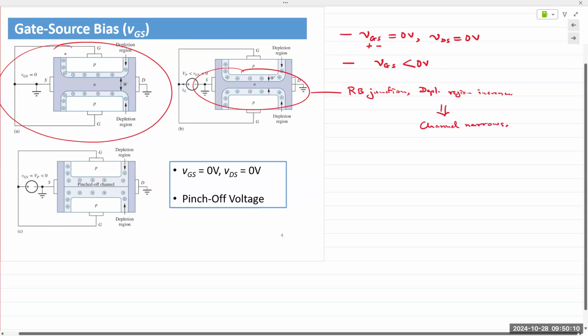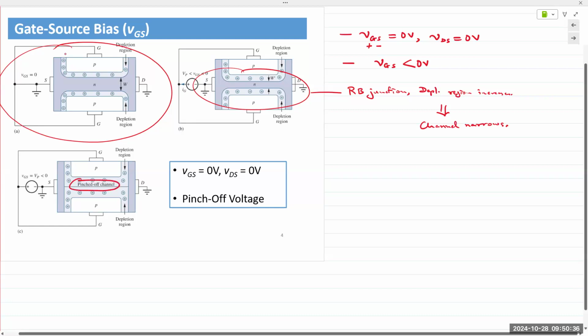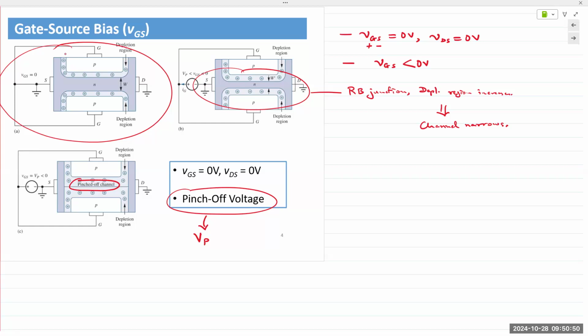If you crank down VGS, meaning you increase the reverse bias voltage between the gate and the source, the depletion region increases so much that at a certain point, both depletion regions will meet somewhere near the middle, pinching off the flow of electrons, cutting off the channel completely. That point is known as a pinched off channel, and that voltage is known as the pinch off voltage, VP. And we say the device has no current flow and is completely turned off.